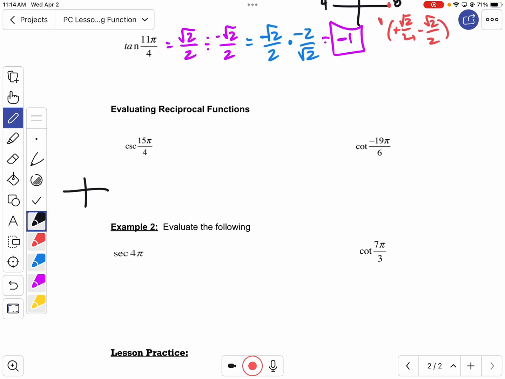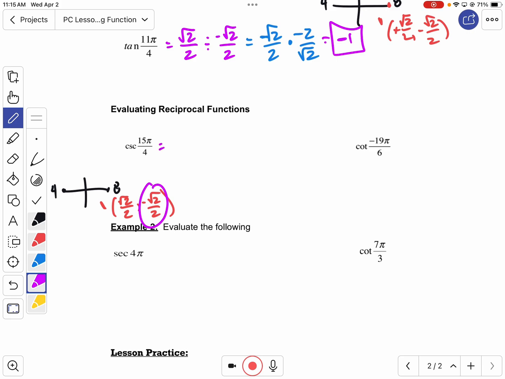So let's do this over 4 family again. But this time let's find 15. Where's it going to land? Quadrant 4. Okay, 8, 16, so back up 1. Down there, we're going to have square root of 2 over 2 and then negative square root of 2 over 2. Cosecant is the reciprocal of who? Sine. So what we're going to do is take this y coordinate and we're going to flip it.